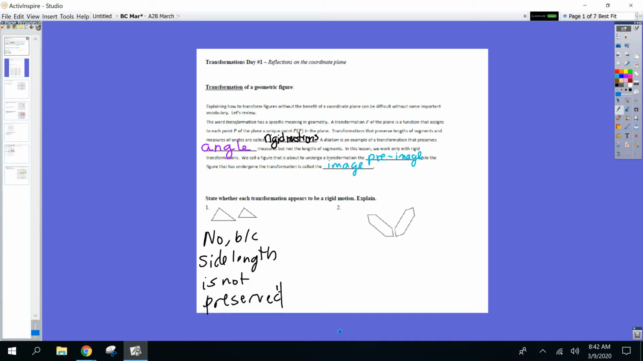What about 2? I did something to this one on the left and got the one on the right. I don't know. I transformed it somehow. Did I preserve side length and angle measure? Looks like it. Yep. So whatever I did is a rigid motion because side length and angle measure look preserved.